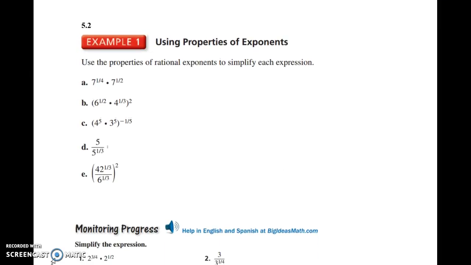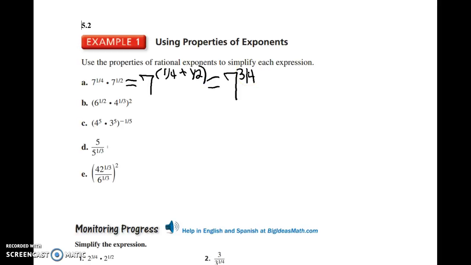Now look at example 1 for 5.2. The directions are use the properties of rational exponents to simplify the expression. So even though we have fraction exponents, we can do the same thing from the properties that we learned in Algebra 1. So 7 to the 1/4 power times 7 to the 1/2 power will just be 7 to the 1/4 plus 1/2. And if we add those fractions together, we get 7 to the 3/4. And we don't need to solve that. We can leave the answer just like that.